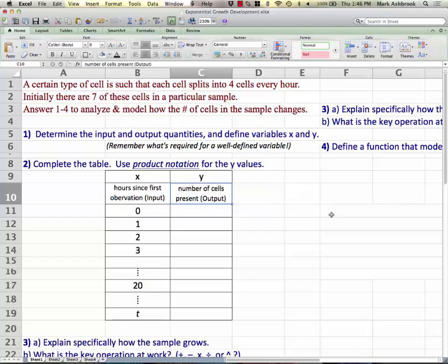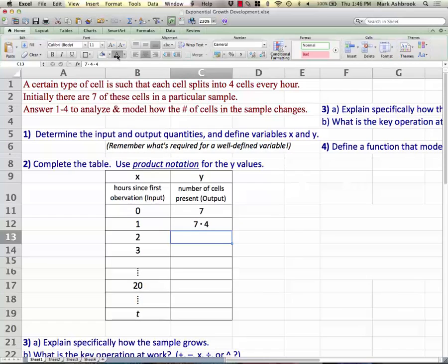Okay, all right, so number 2 is to use product notation. At 0 hours, what is our number of cells? 7. Easy. All right, remember we're going to use product notation now. So how would you use product notation to describe how many cells after 1 hour? Janessa? 7 times 4. Okay, after 2 hours, who had their hand up? Zach? 7 times 4 times 4.